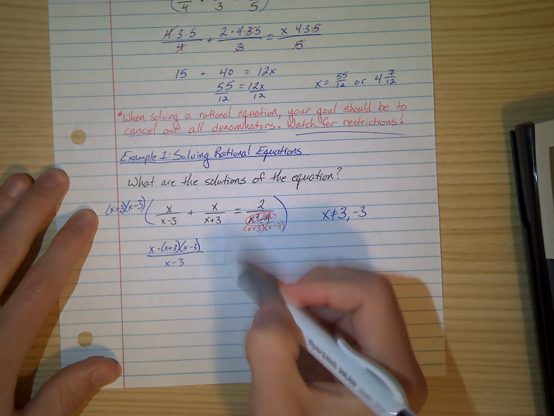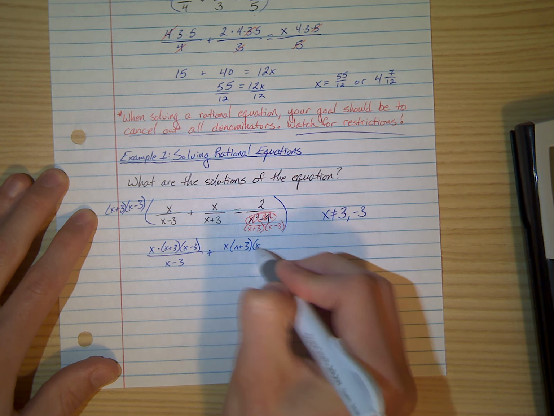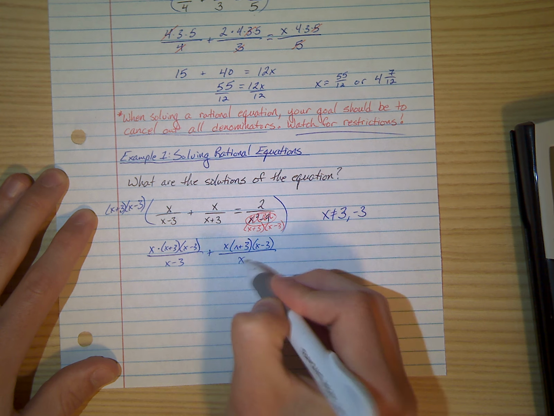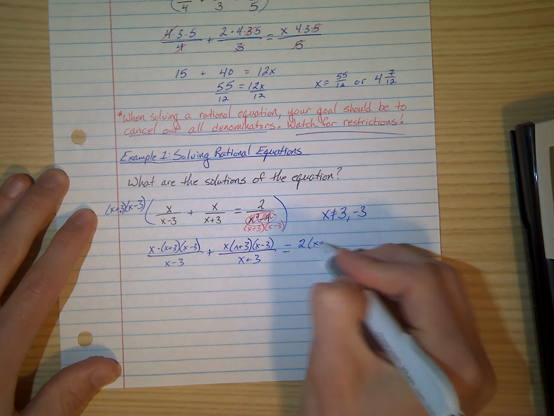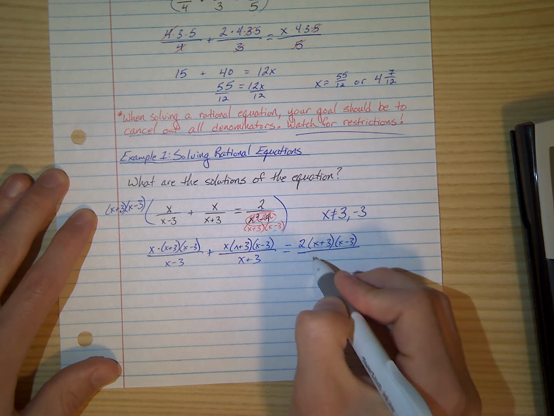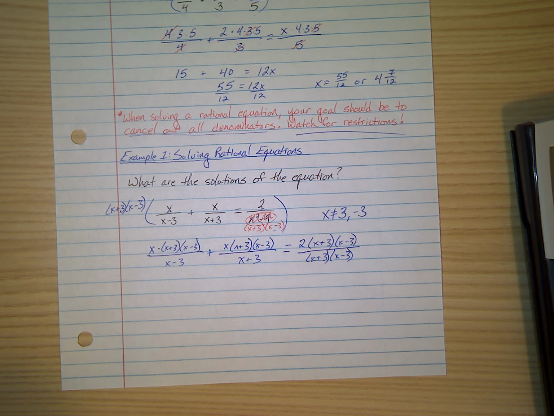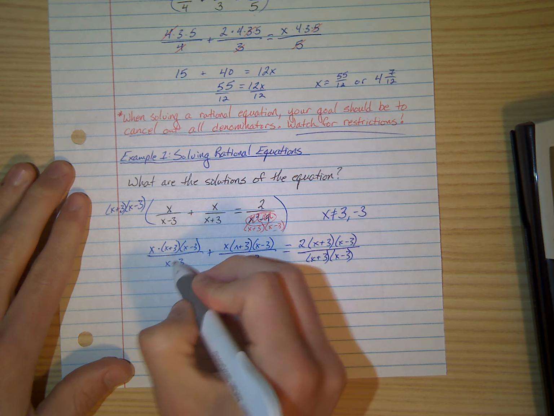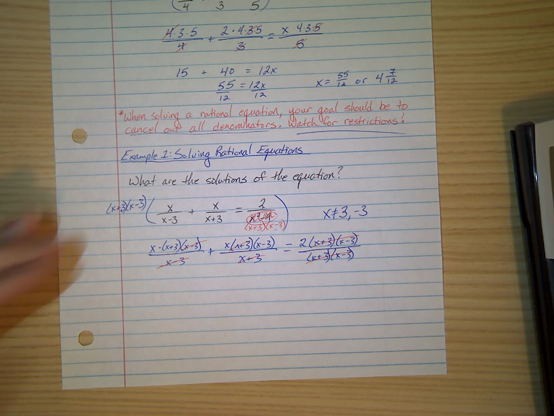Okay, that's the first fraction. Second fraction, you have your x that was already there times the x plus 3, x minus 3, over the original denominator, x plus 3. And that equals the original 2 times the x plus 3, x minus 3, over the original denominator that I've changed, x plus 3, x minus 3. I'm showing these steps to show you what cancels out and why it cancels out. All right, very easy to see. x minus 3 is gone, x plus 3 is gone, and actually both of them are gone. And now all of our denominators are gone, which is super, super nice.